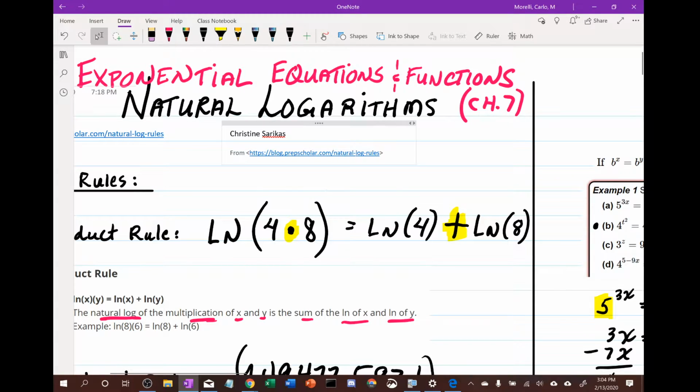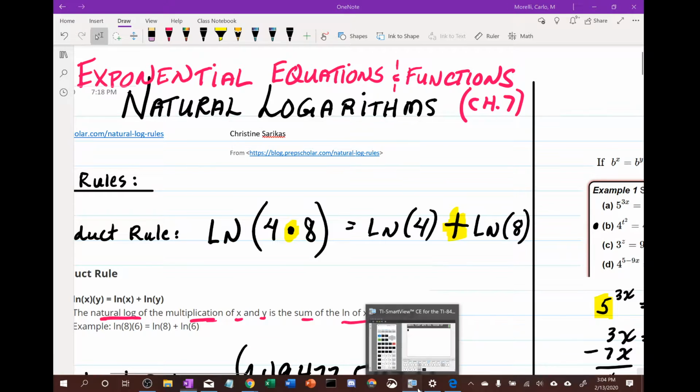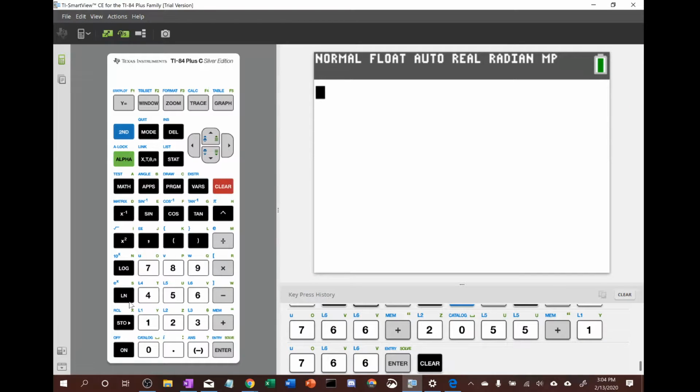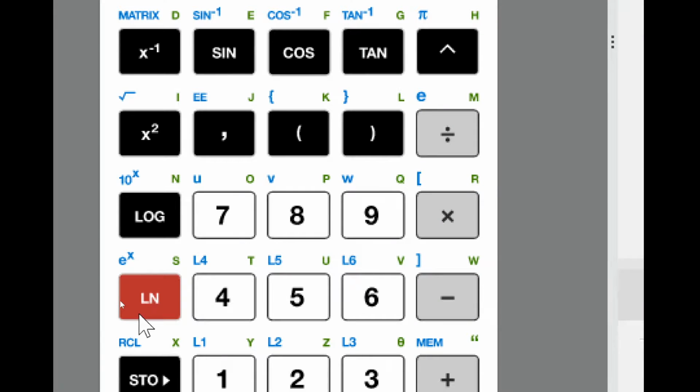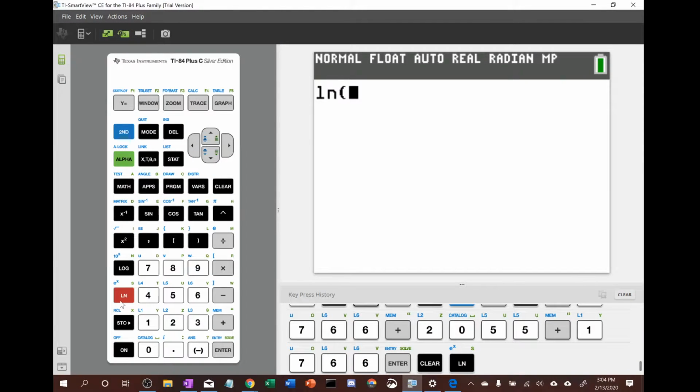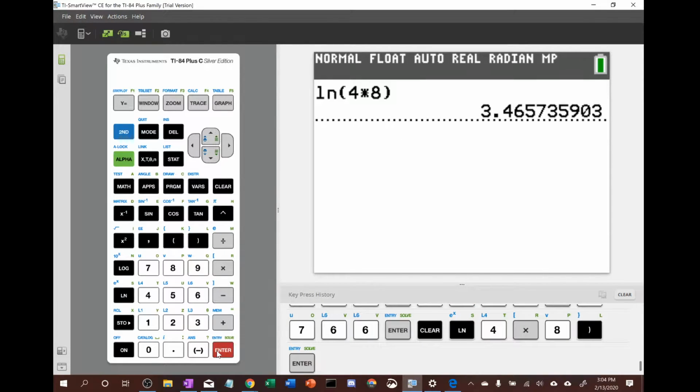Now let's demonstrate, make sure that math works. So let's go to our calculator, and then we're going to go down here together and press this new key that we're learning. It's always fun. Hit the ln key. And now what we're going to type in is 4 times 8, close parentheses. And then just hit enter. And make sure y'all all get that. It's an infinitely repeating irrational number.